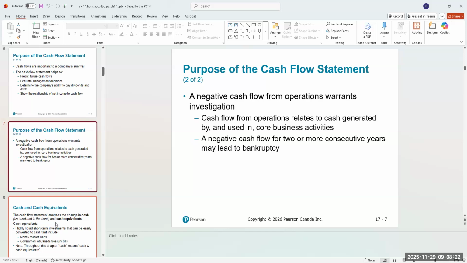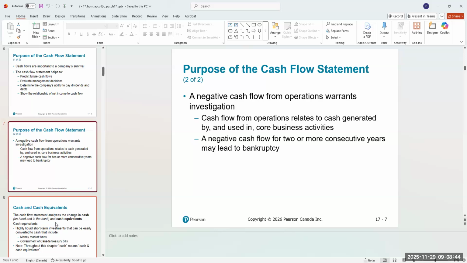If you see negative cash for a period of time, like two consecutive years, I won't wait for two consecutive years. If I see the first year negative and the first checkpoint in the second year, around mid-year, is still negative, that means you're clearly losing.